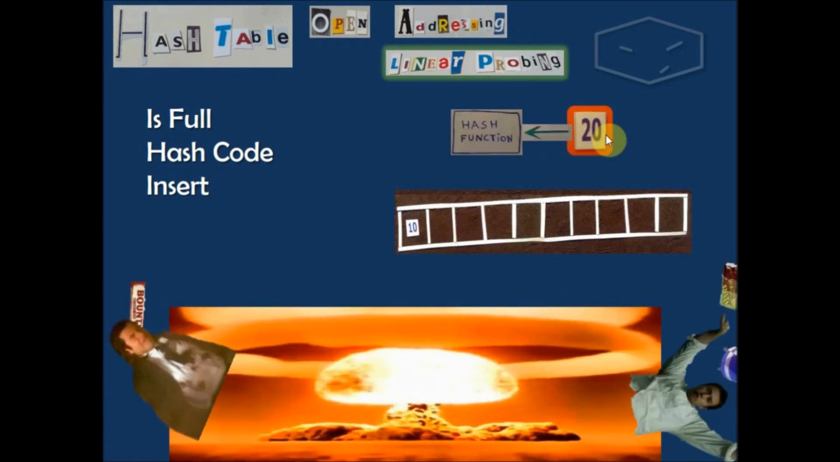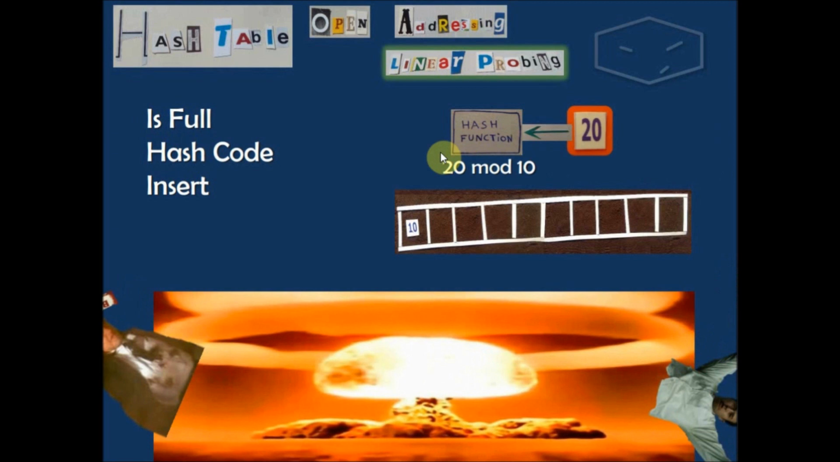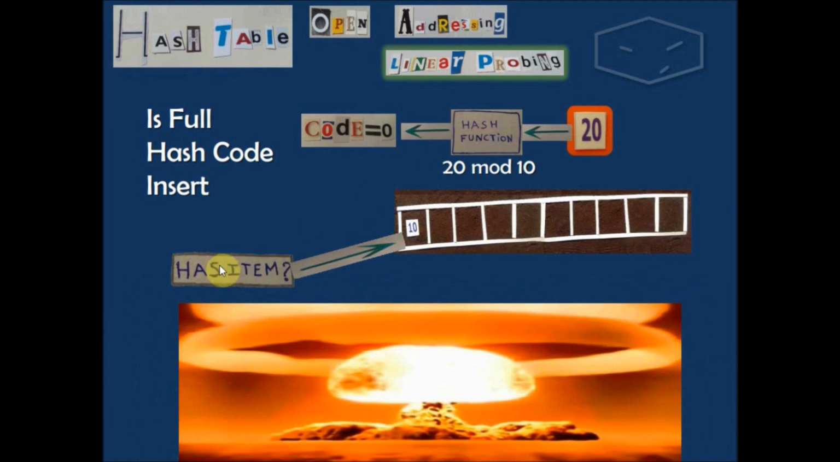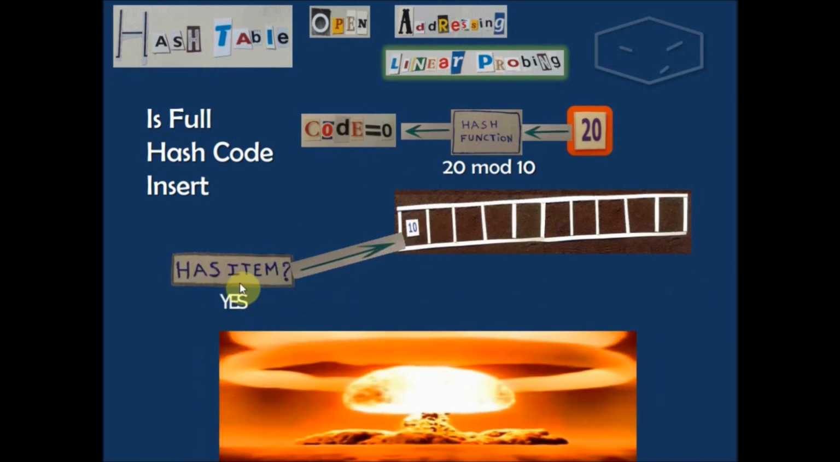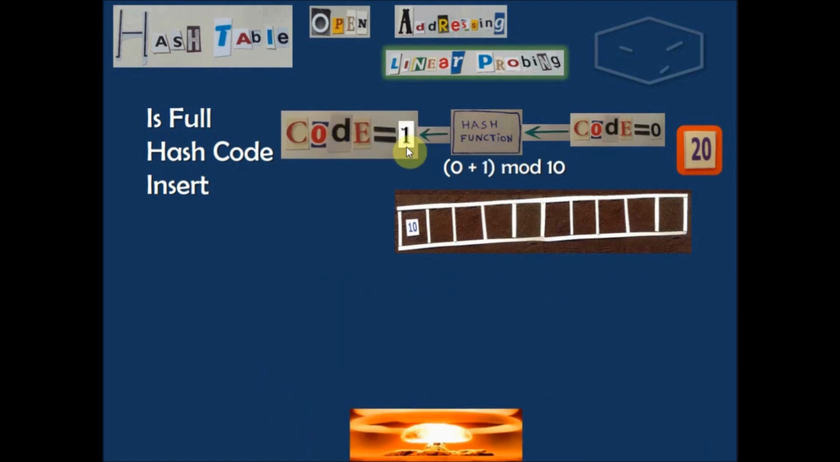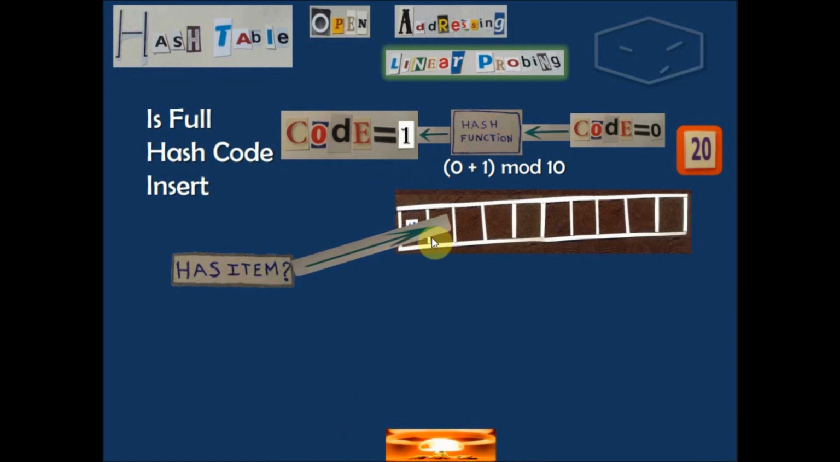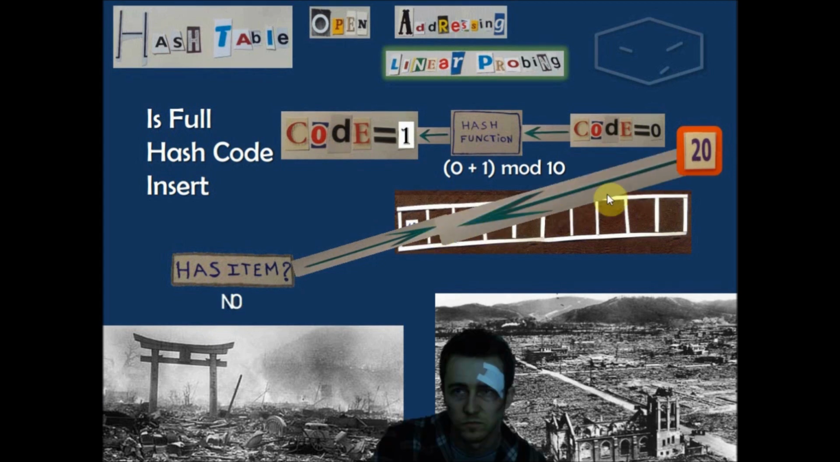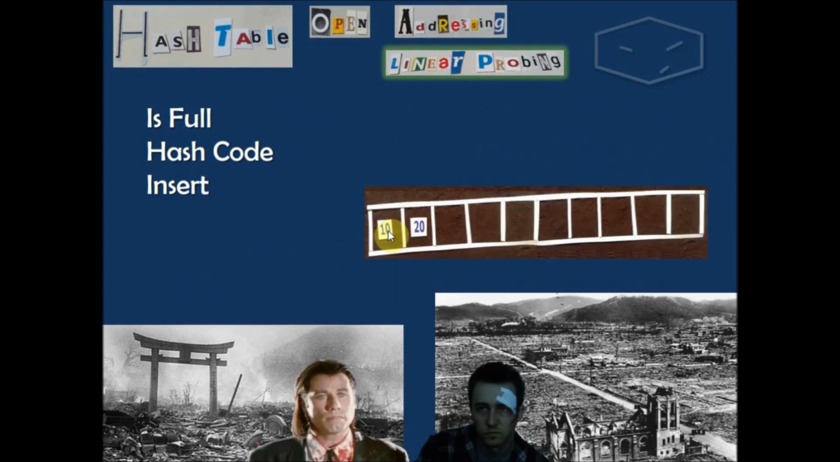Next we go to the number 20 and pass to the hash function 20 mod 10, it will generate the code 0. So we ask, is there an item? Yes, it has an item. So what we must do, we give the code again and we add 1, so 0 plus 1 mod 10, and it will generate the number 1. And we ask again, at index 1 in the internal array of the hash table exists an item at this position, and the answer is no, and we insert the number 20 in this position.